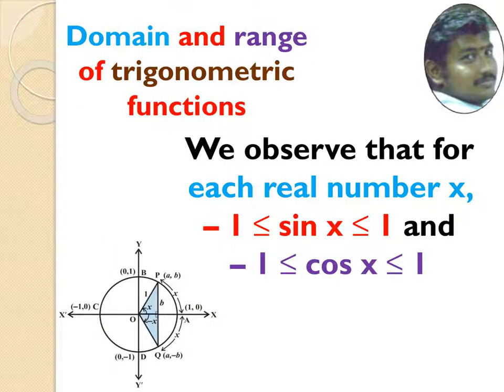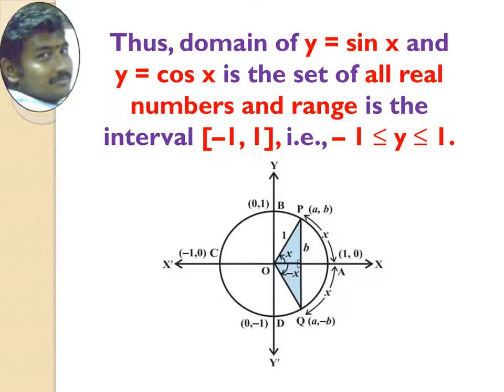Isn't it? The same way, for the domain and range of trigonometric functions, we observe that for each real number x, minus 1 is less than or equal to sin x less than or equal to 1. The same way, cos x also: minus 1 less than or equal to cos x less than or equal to 1, either in the positive direction or the negative direction.